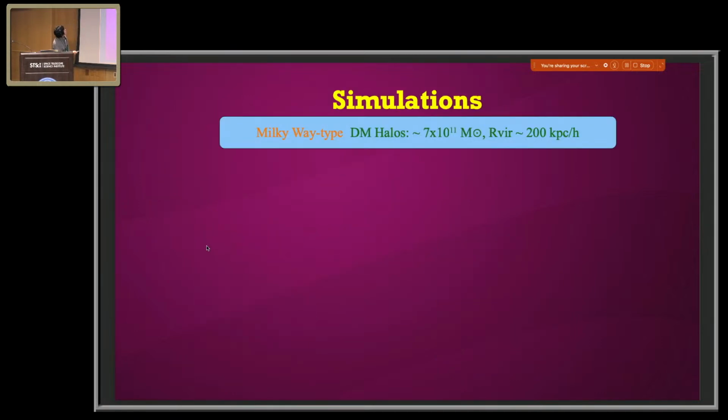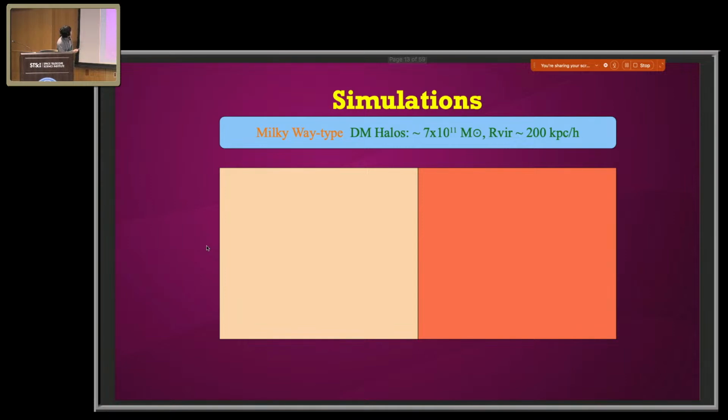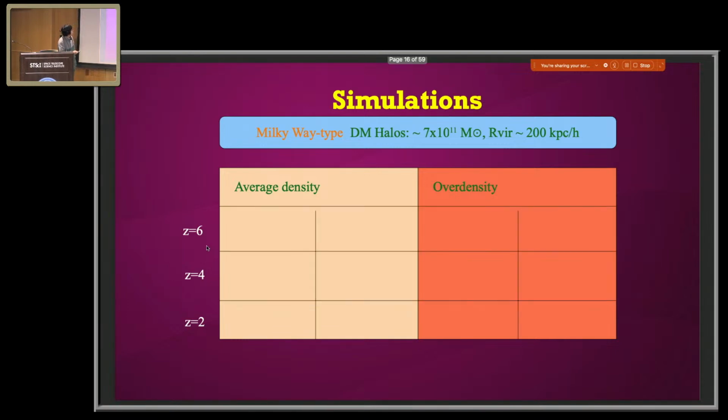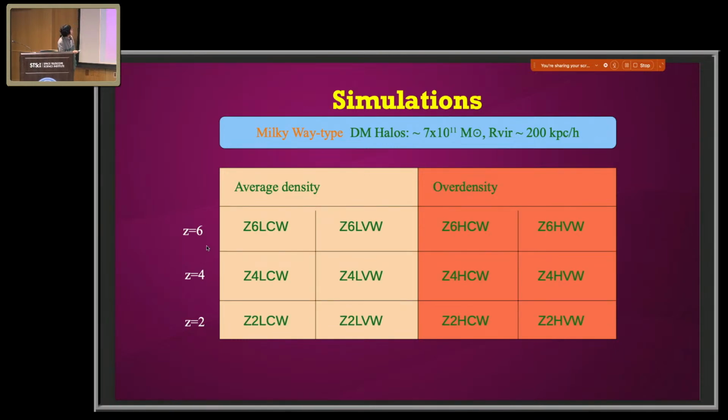So here I summarize our numerical sets. We have Milky Way type dark matter halos, which give you around 7 times 10 to the 11 solar mass. And we divide all our halos into catalogs. One is the halos in average density, which means average background density, and we also have the overdensity environment. And we run it at 3 different redshifts: 6, 4, and 2. And also for each halo, we apply 2 different wind feedbacks for comparison. So in total, we have 12 halos.